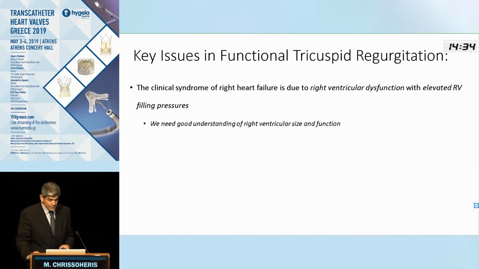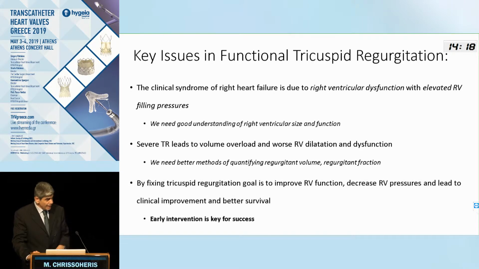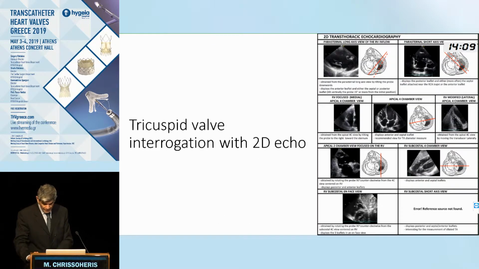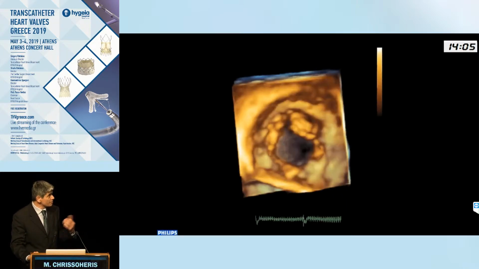So we need a good understanding of right ventricular size and function. In addition, severe tricuspid regurgitation leads to further volume overload and worsening of our right ventricular dilatation and dysfunction. So we need methods to better quantify regurgitant volume, regurgitant fraction, the degree of regurgitation. And our hope is that by fixing tricuspid regurgitation earlier, we improve RV function, decrease RV pressures, and lead to clinical improvement and better survival.